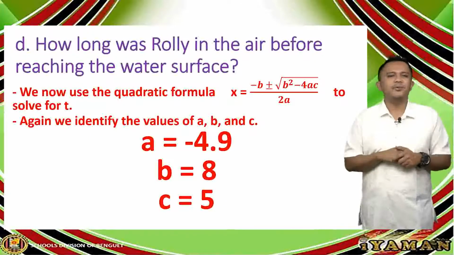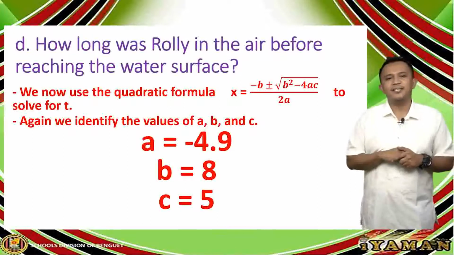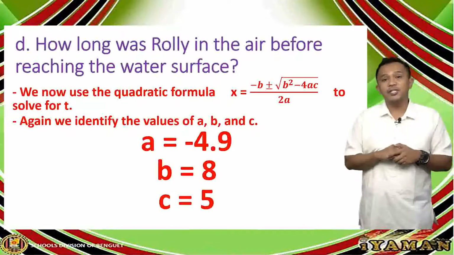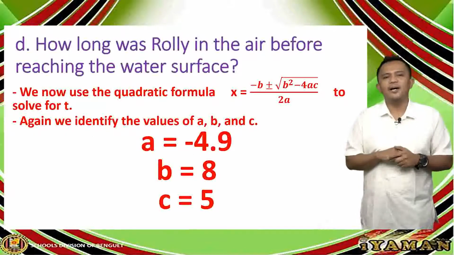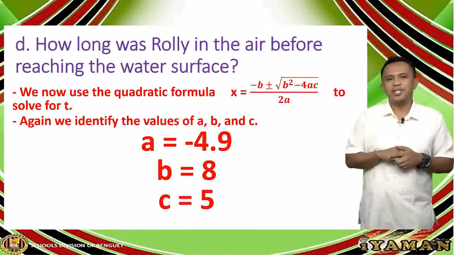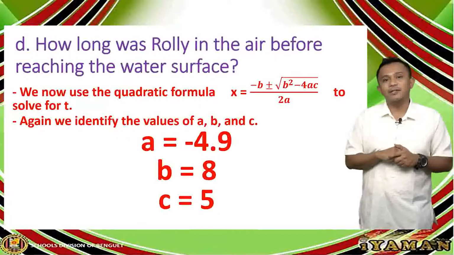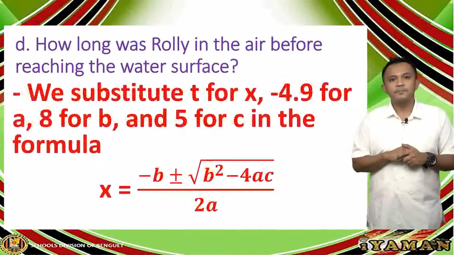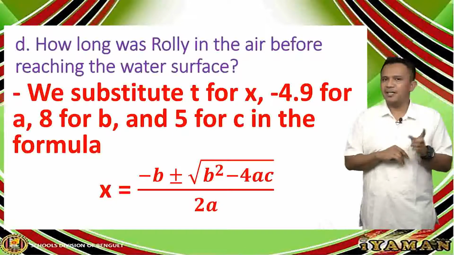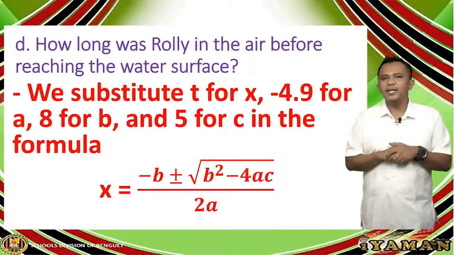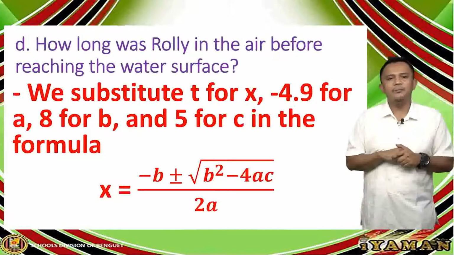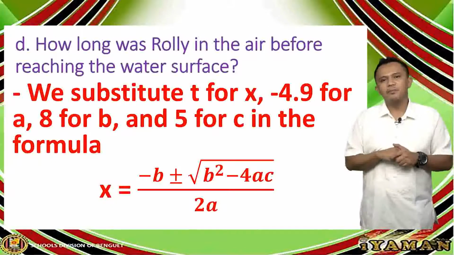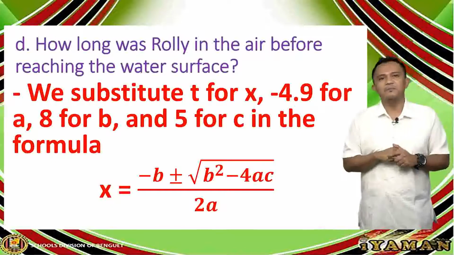We now use the quadratic formula x is equal to negative b plus or minus the square root of b squared minus 4ac all over 2a to solve for t. Again, we identify the values of a, b, and c. A is equal to negative 4.9, b is equal to 8, and c is equal to 5. We substitute t for x, negative 4.9 for a, 8 for b, and 5 for c in the formula. X is equal to negative b plus minus square root of b squared minus 4ac all over 2a.